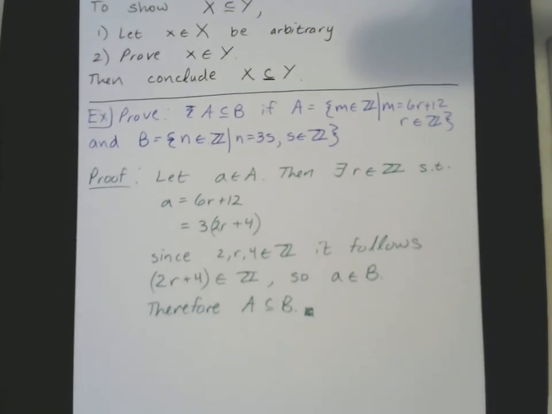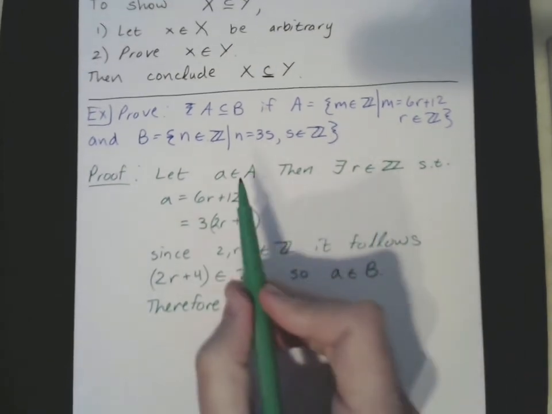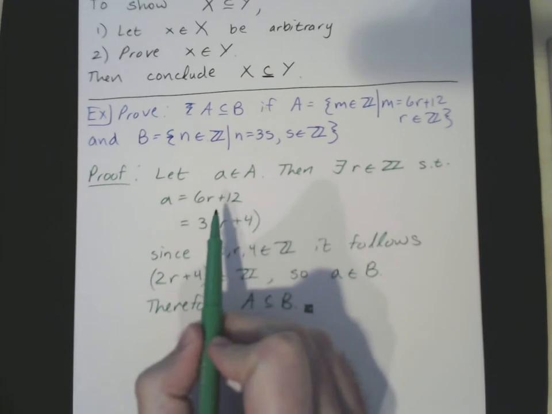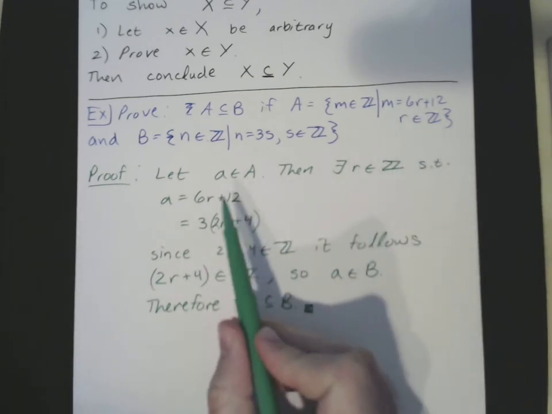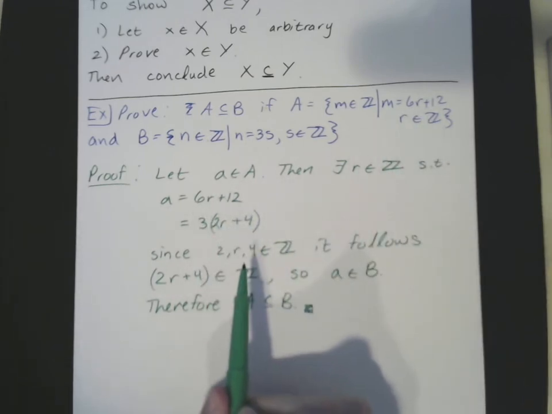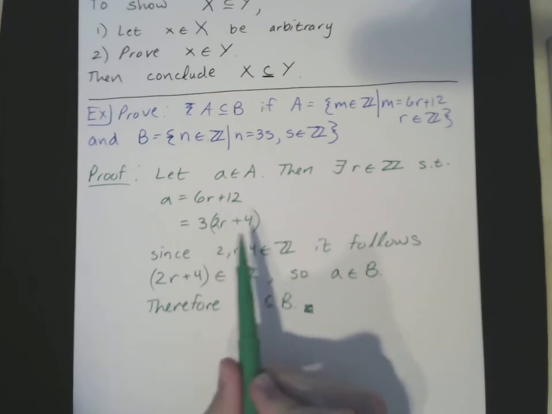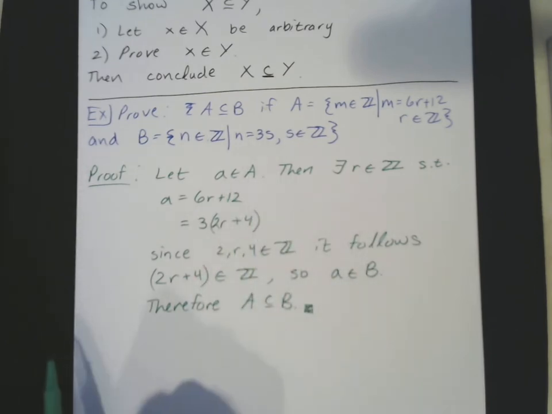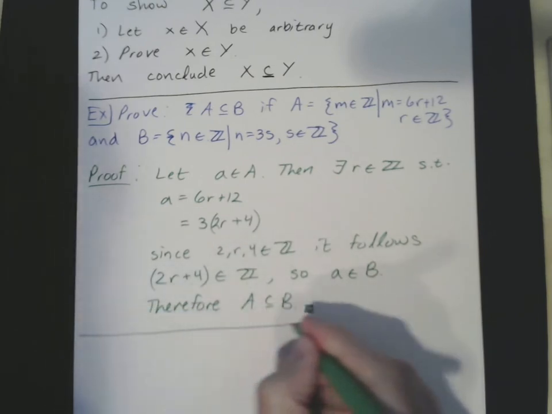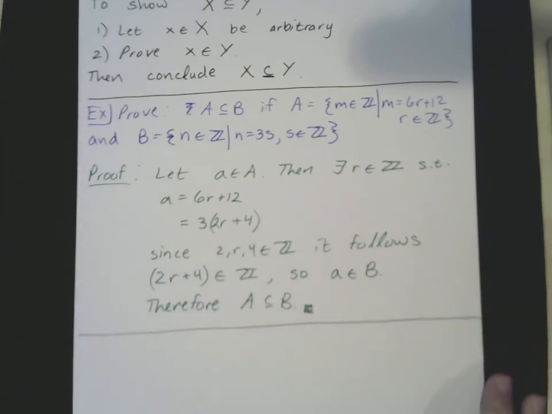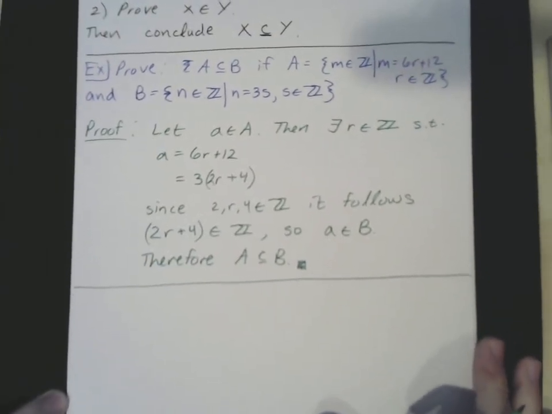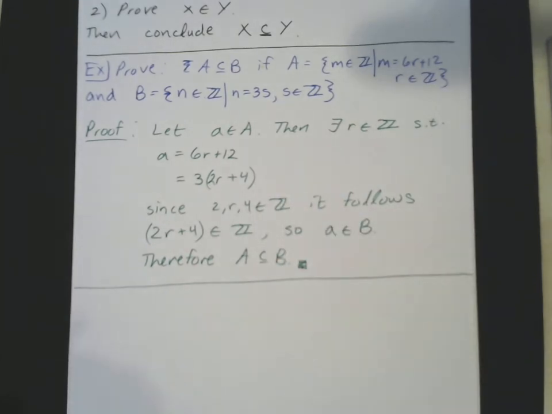That's our element method. We took an arbitrary element in here. We used the definition from that set. We worked it into what the definition of the other set looks like, 3 times an integer. And so we can claim subset. So some subset proofs are harder, some are easier. It just depends on what your sets look like.